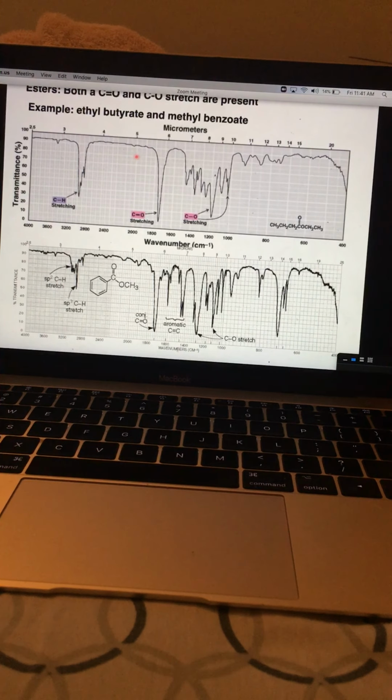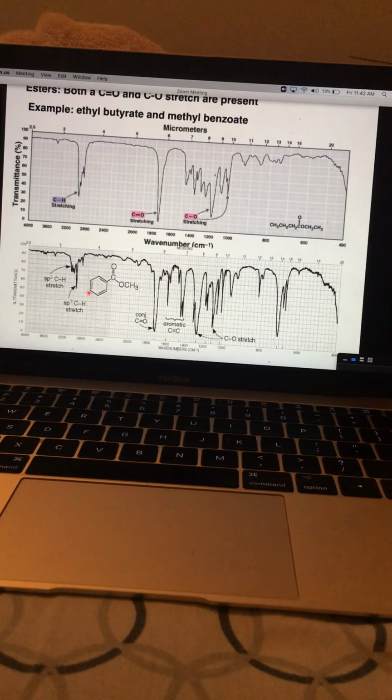So ethyl butyrate and methyl benzoate. In this structure here, we see a carbonyl. And then we see a carbon single bond O. So we see that carbon single bond oxygen stretch right here. We also see the carbonyl in the structure. And then we obviously have CH3, sp3 stretching happening. And then a portion of this is from the CH2 right here.